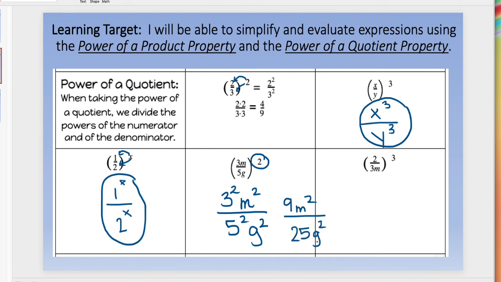And we get 9m squared over 25g squared. And I believe that's all we can do.